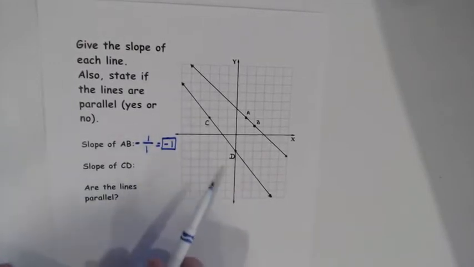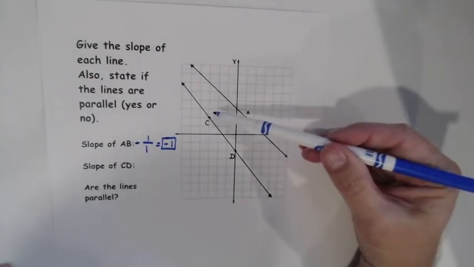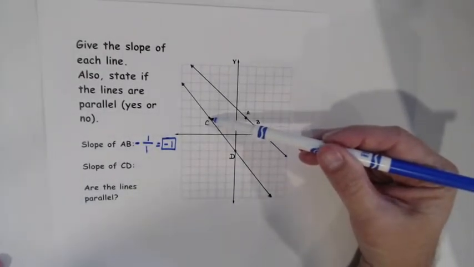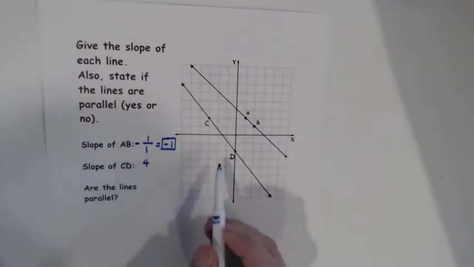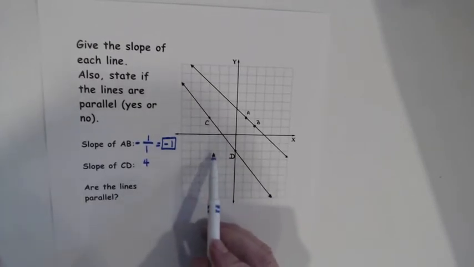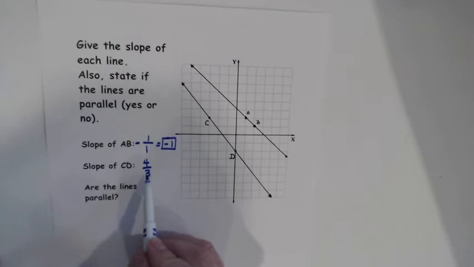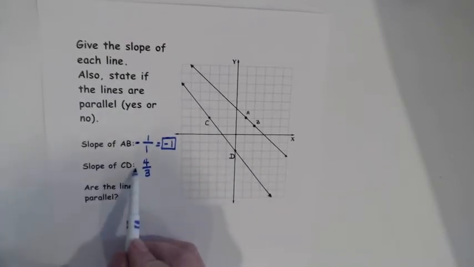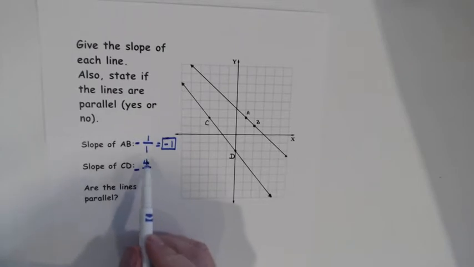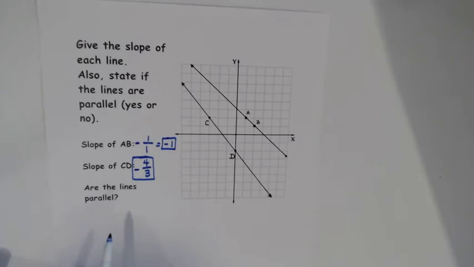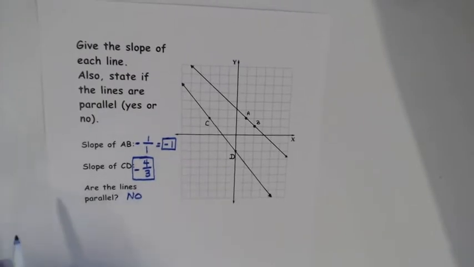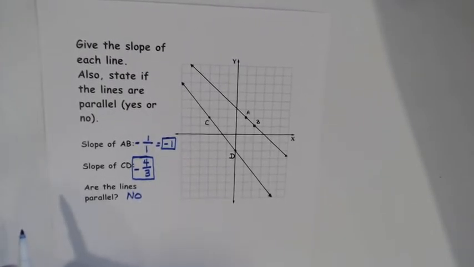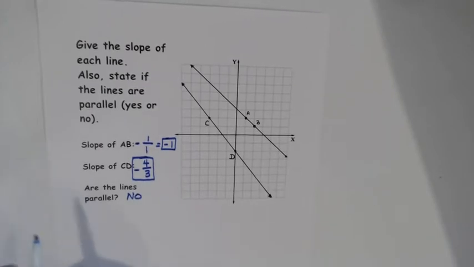Let's figure out what the slope of CD is. So I'm going to start with C up here. I'm going to start counting, going down. 1, 2, 3, 4. 4 goes in the top. Go across. 1, 2, 3. This line's going down, so my answer is negative. I can't divide those numbers. This is actually the slope of that line right there, negative 4/3. So are the lines parallel? No, because those two numbers, those slopes for those two lines, are not the same.